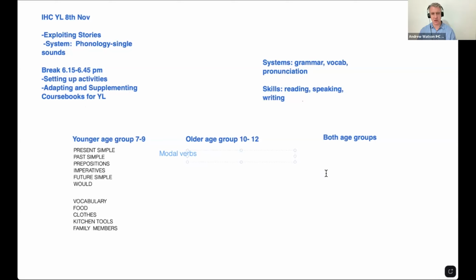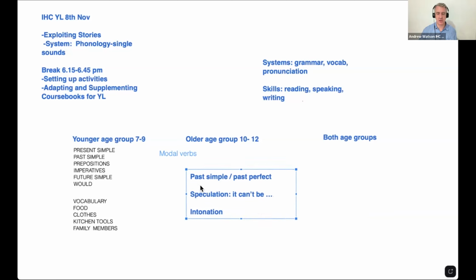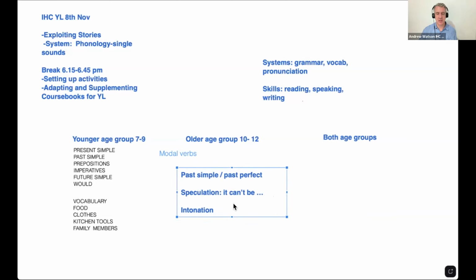But for the older age group, I'm going to help you a little bit. I noted down past simple or present perfect. It's a lot of past simple, but equally you can cover that in the older age group and the younger age group. And maybe some speculation. It can't be the grocer. It can't be the milkman because he comes on Tuesday.